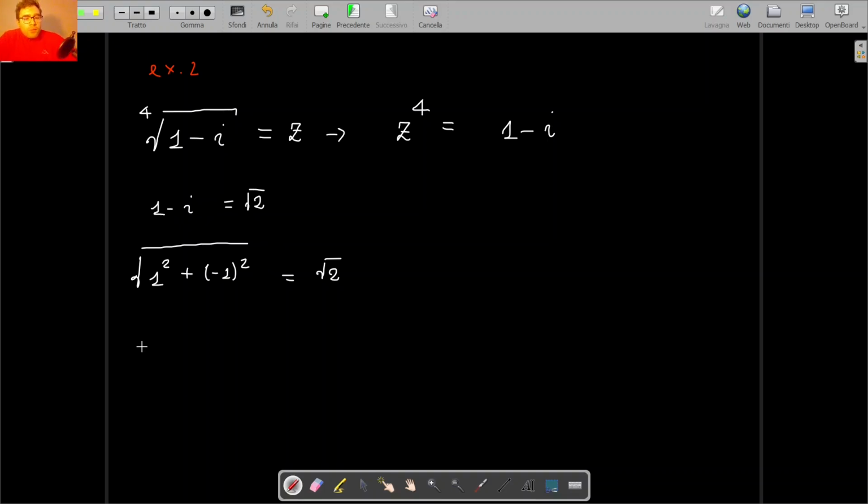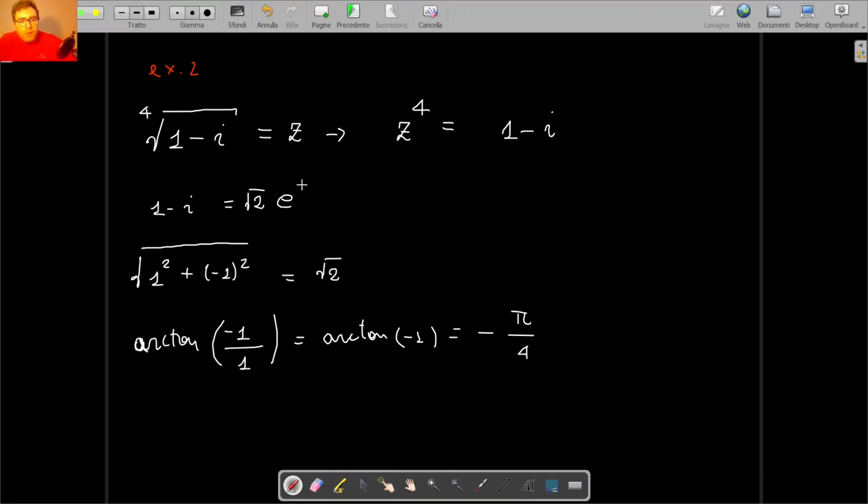Then we have to take the arctangent of minus 1 over 1, which is the arctangent of minus 1, which is minus pi over 4. And we obtain that the exponential representation of 1 minus i is equal to square root of 2 e raised to i pi over 4, with a minus here. Okay, perfect. Then we can rewrite our equation in the following way.